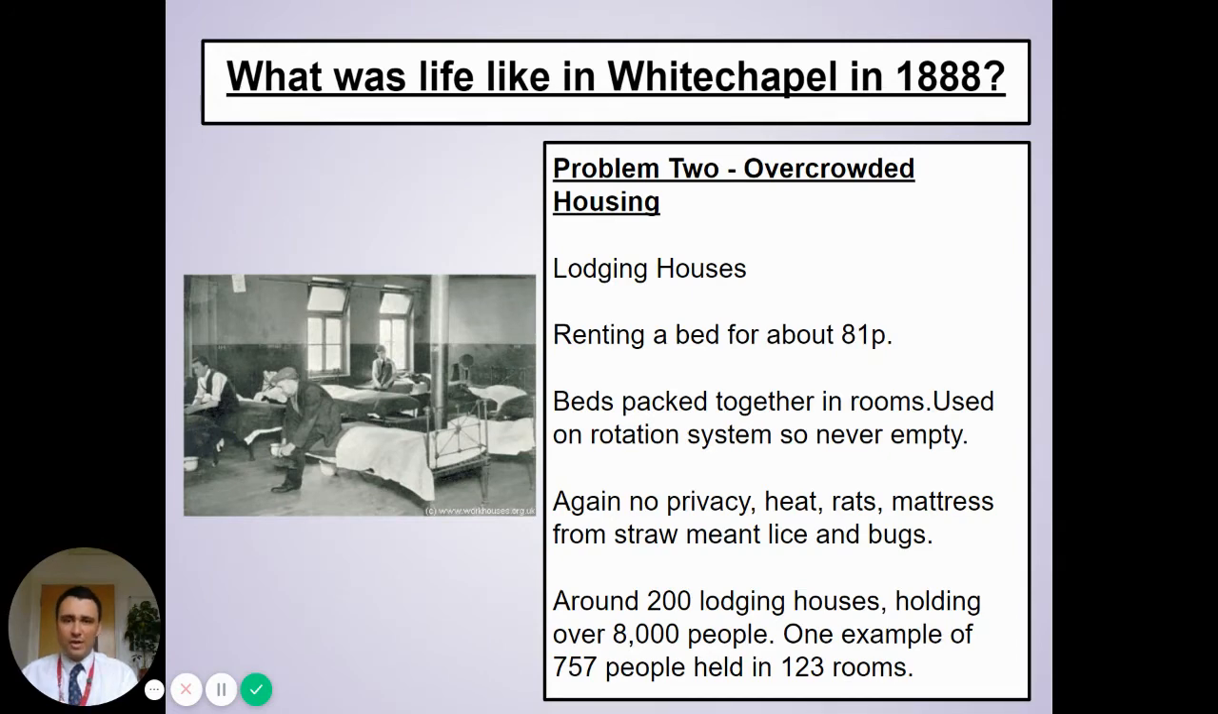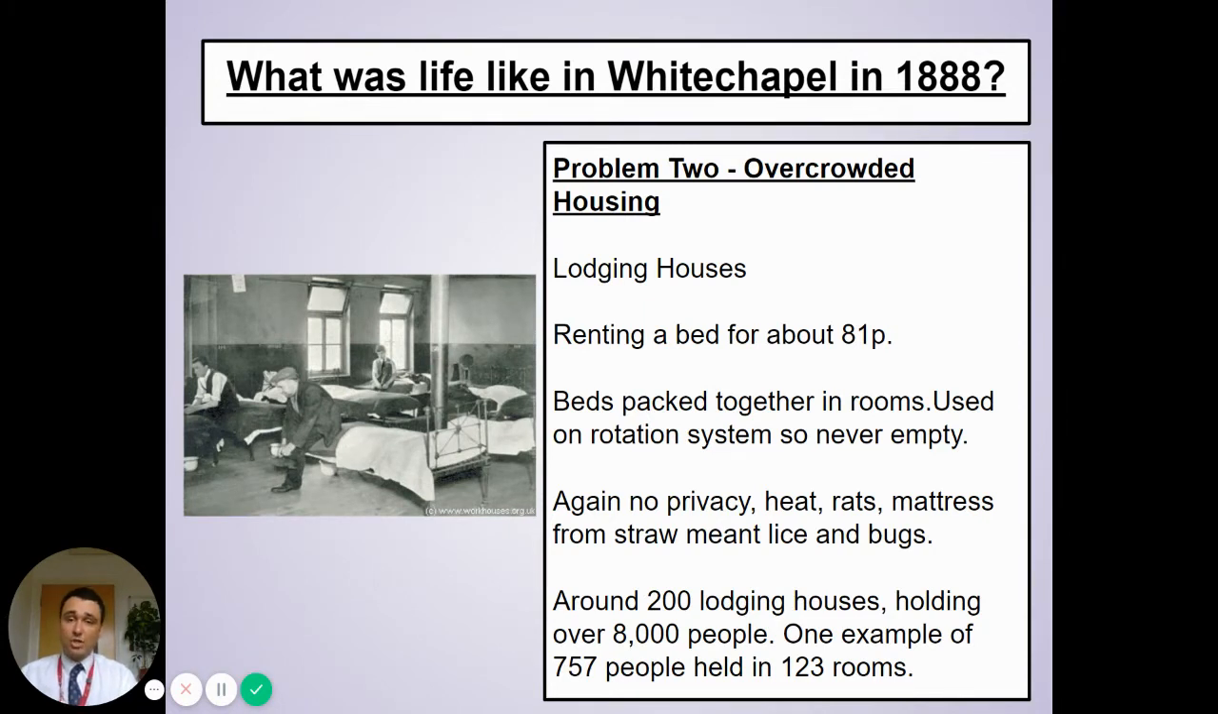And these beds were not high quality. The mattress was made from straw and hay, which meant you had lice and you had bugs in it. There's no privacy. You can see from this picture, there's no privacy at all. You've got heat, you've got rats, you've got people coughing, you've got diseases spreading everywhere. But if you didn't have a family, you could try and stay in a lodging house instead, if it was just you on your own.